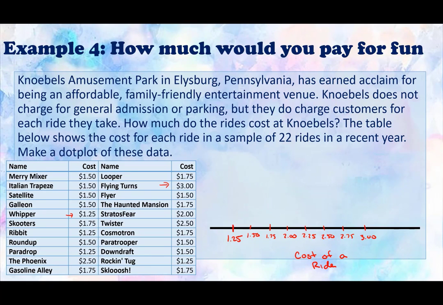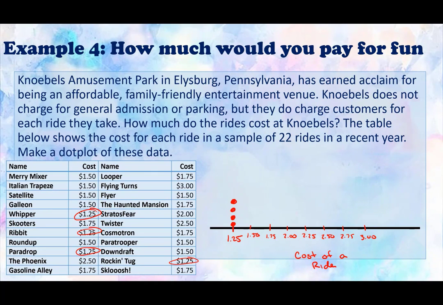So now we're going to see how many are in each category. How many rides can you ride for $1.25? Well, for $1.25, we have 1, 2, 3, 4. So that means we're going to put in 4 dots. And they don't have to be dots. They can be symbols or stars or squares or X's, whatever you want them to be. Just because it says dot plot does not mean it always has to be a dot.